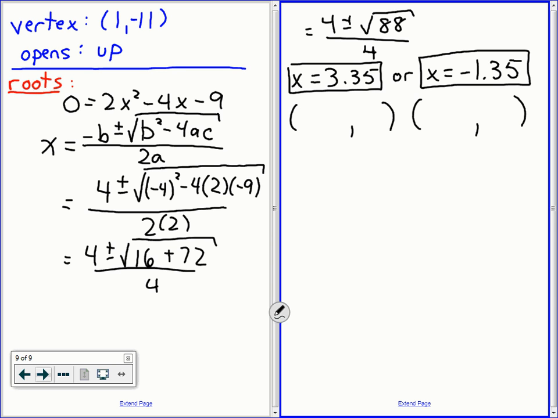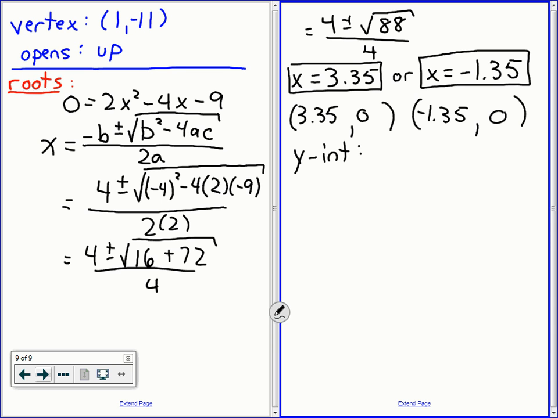Jordan, go ahead. 3.35 comma 0. Very good. And negative 1.35. Now, why the heck is it 0 for the other one? Yeah, go ahead. Yeah, there is no y, but this is why. Whenever you solve an equation, it equals 0, right? So it's y equals 0. Okay, so it's 3.35 comma 0, and negative 1.35 comma 0. All right.